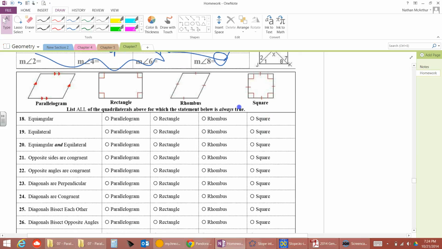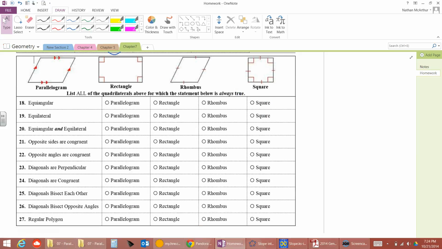Alright, now this is my favorite part. This breaks down our understanding of what it means to be each of these in the list. Equiangular. A parallelogram is not necessarily all angles equal, but a rectangle is, and so is a square. Equilateral. Again, parallelogram not so much, but a rhombus is equilateral, and a square is equilateral. Equiangular and equilateral, well, that's only a square.